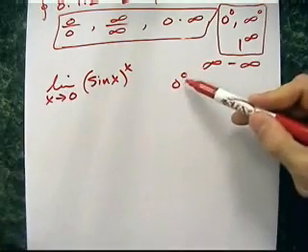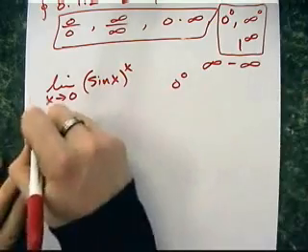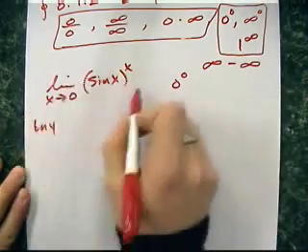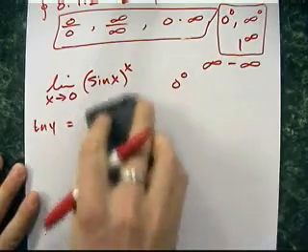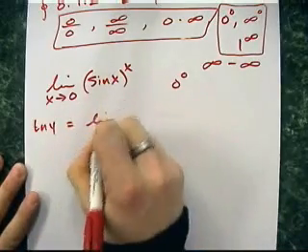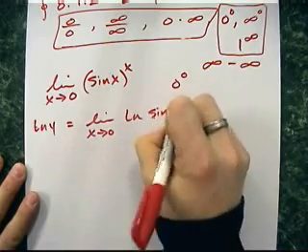Anytime I have this power-ish idea, this concept, natural logs are what I want to use. So I would say the natural log of y, considering this is all a function of y, equals the natural log. I'm going to write the limit first. We can jump that step, right? Limit as x goes to 0 of the natural log of sine of x raised to the x power.